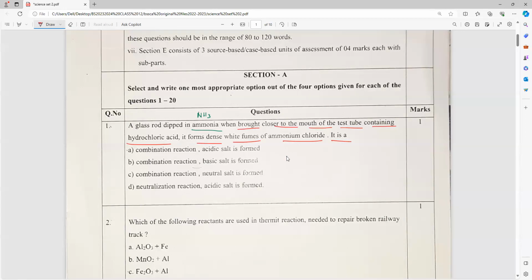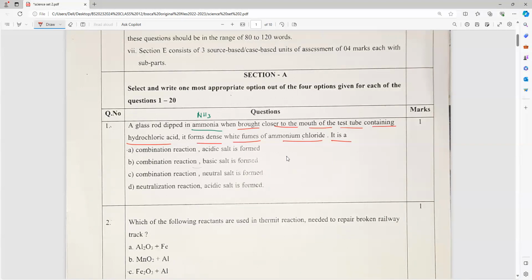So once again, the question is, you brought a glass rod which is dipped in ammonia, NH3, clear everybody, reacting with a test tube which is containing HCl. So can you tell me what products will come? Anyone of you? It will form ammonium chloride.